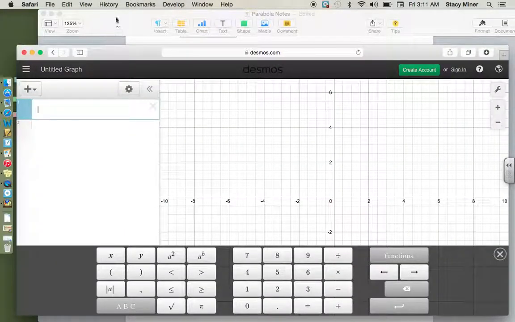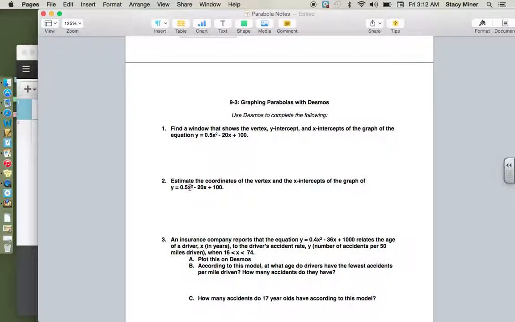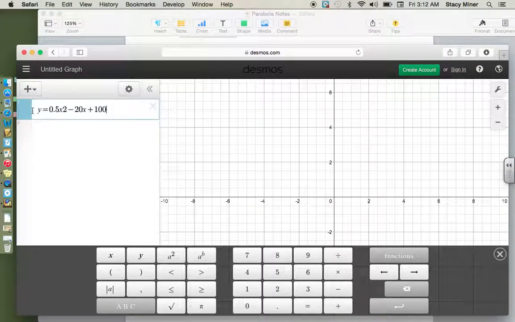And we'll need Desmos. Okay, so question 1 says find a window that shows the vertex, y-intercept, and x-intercepts of the graph of the equation y equals half x squared minus 20x plus 100. So we're going to take that and put that into Desmos.